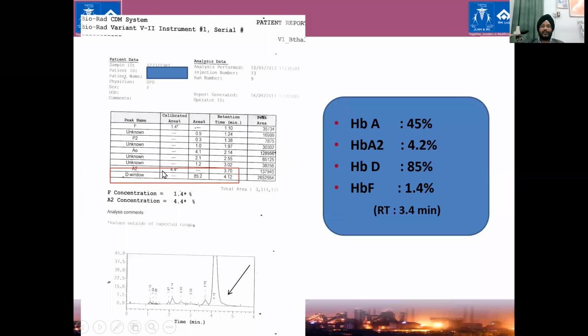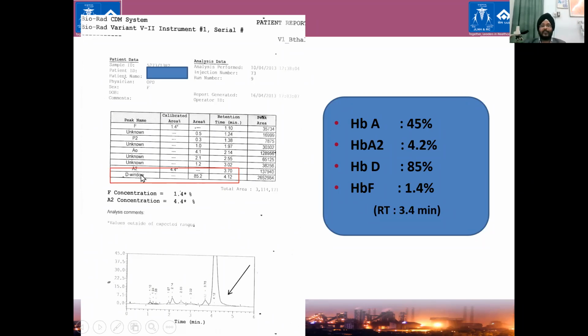So what is important here is calibration using HbA2. See, HbA2 has a retention time of somewhere around 3.65 to 3.7. So when the retention time goes haywire, we can adjust the temperature and bring it back to the normal. So that is what we did, and we got the real picture, that is HbD window and a HbD of 85.2%. So now we can explain all the things that the patient had.